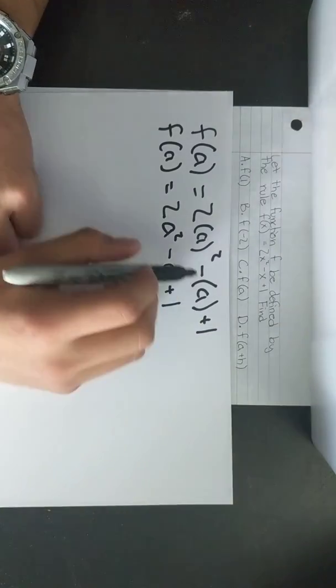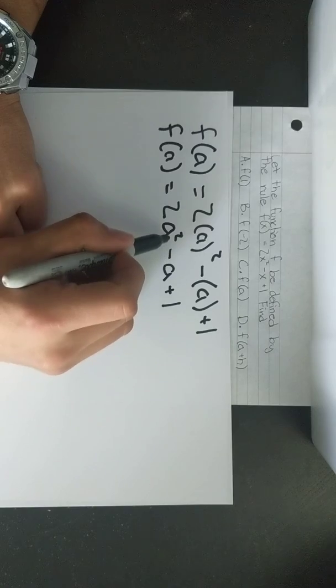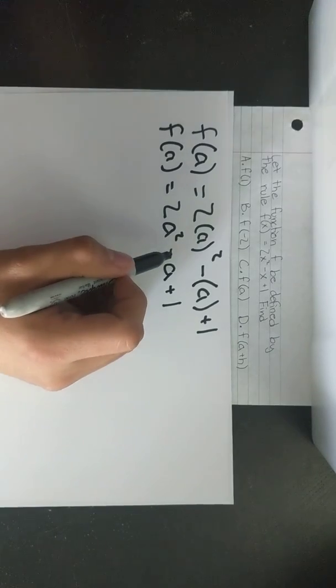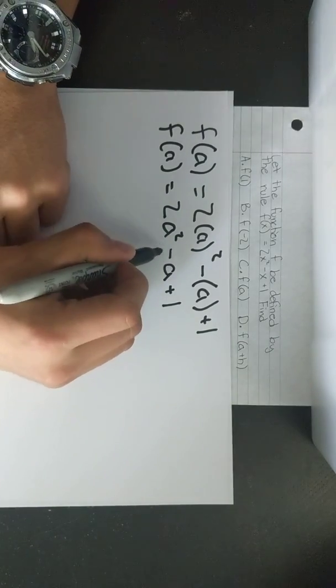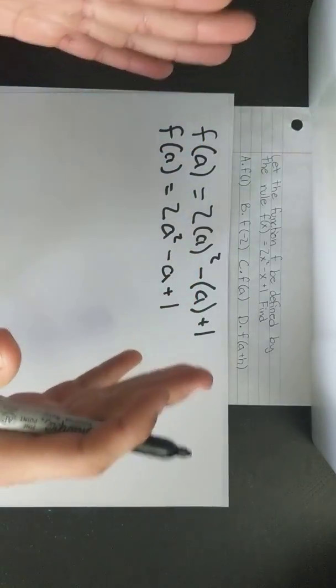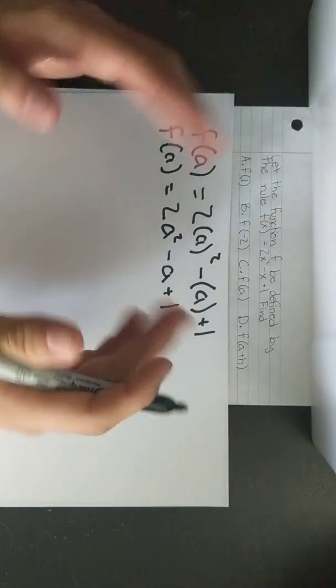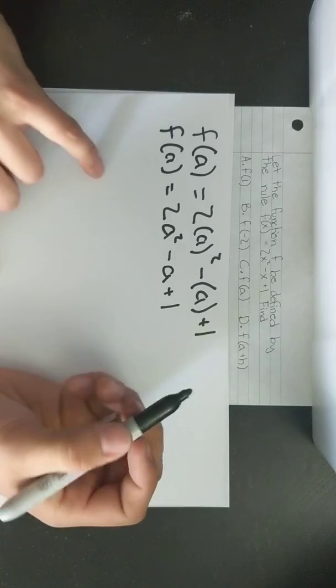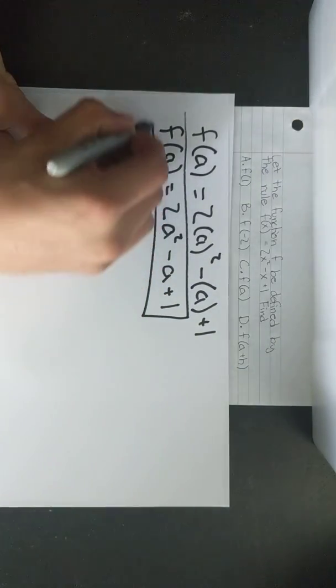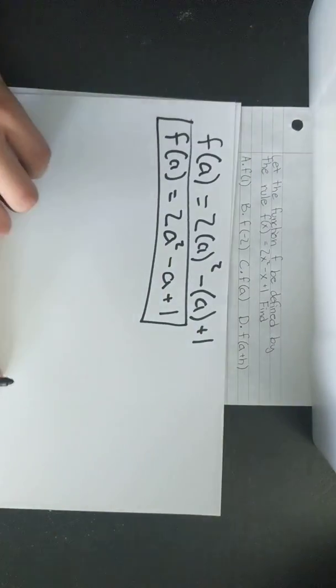Now, a lot of people would think they can just subtract A from A squared. That is completely wrong. They cannot do that. Since there's a negative right here, it links it together. You can't separate it. So this would be your answer for C.